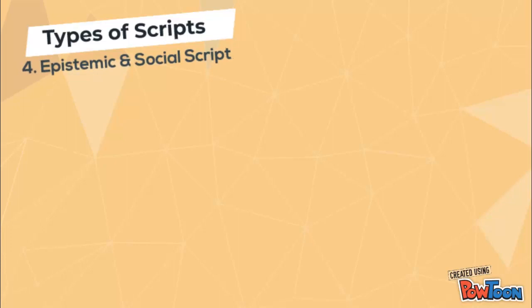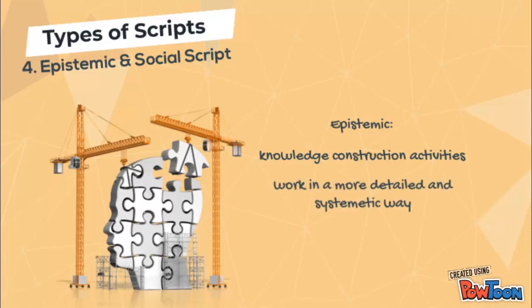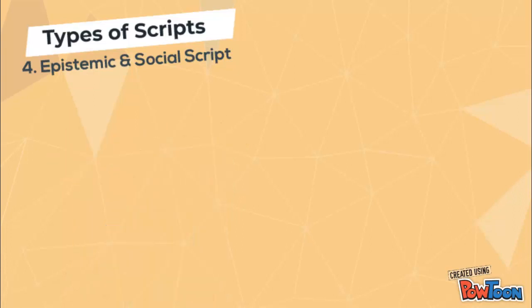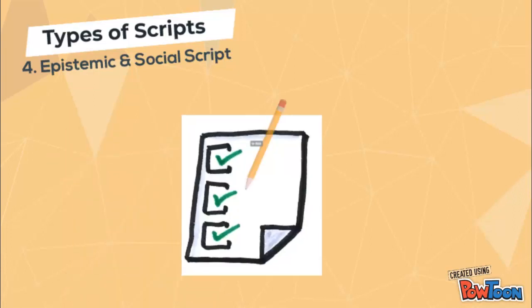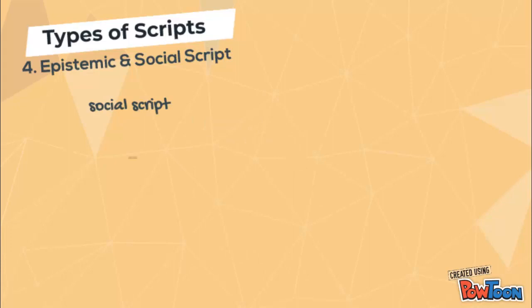Last, epistemic and social scripts. Epistemic scripts concern knowledge construction activities, describing how learners work on the task in more detail and in a more systematic way within a specific domain, such as defining categories and words, identification of various problems, etc. A checklist is an example of an epistemic script. Checklists typically induce the task strategy to consider several domain and task-specific aspects in a specific sequence.